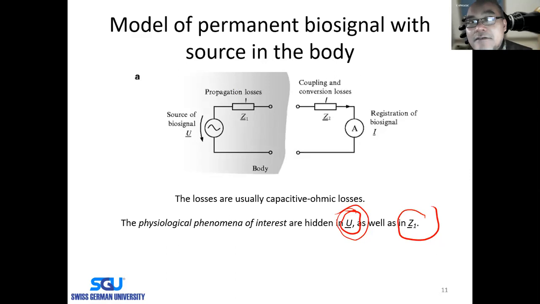But if there is a strange sound, then we know that it might come from another part of the engine. Depending on the frequency of the sound, we can locate that particular strange sound. But in the case of the body, since both the signal source and the propagation loss can vary, that makes the analysis quite complex for biomedical application.